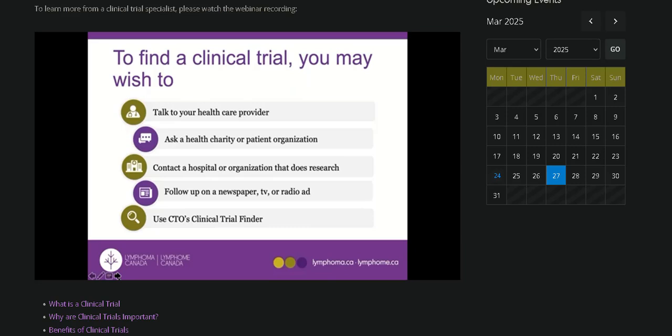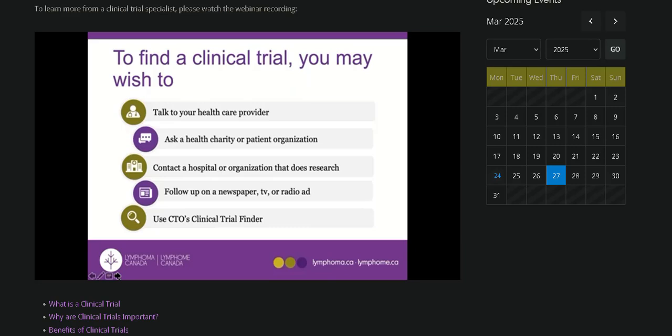Oftentimes those are for phase 1 trials, and you might hear that there's a payment associated with that. And that's considered ethical because, if you'll remember, phase 1 is typically when the intervention is tested for the first time in people. And so those people are taking potentially a larger risk than people in subsequent phases of clinical trials. And so they may be offered compensation for their participation in a study. I'll pop this into the chat a bit later.